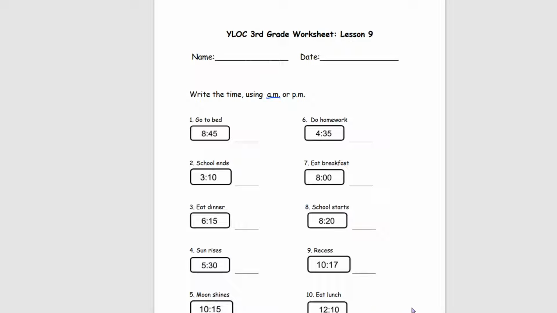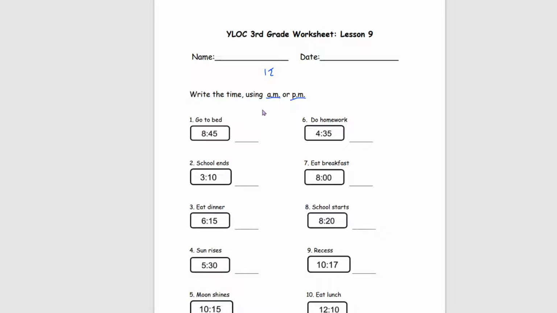Today we'll be going over the Y-log third grade worksheet lesson number 9. To start off, it says we're writing the time using AM or PM. Basically, we're going to use AM whenever it's in the morning or late night, and we're going to be using PM when it's the evening or early night. AM would be before 12 and PM would be 12 and after until it reaches 12 again or it becomes AM again.